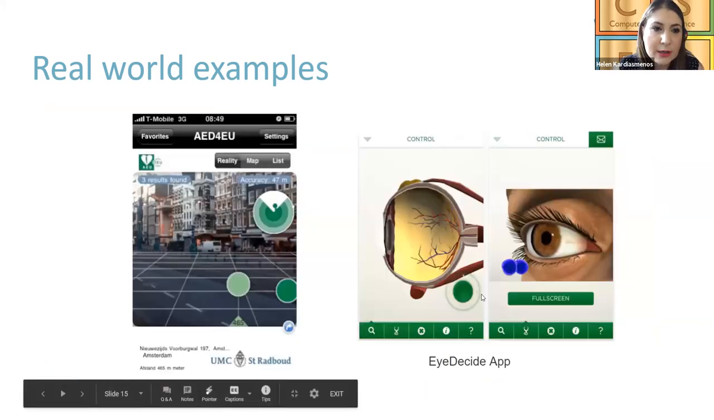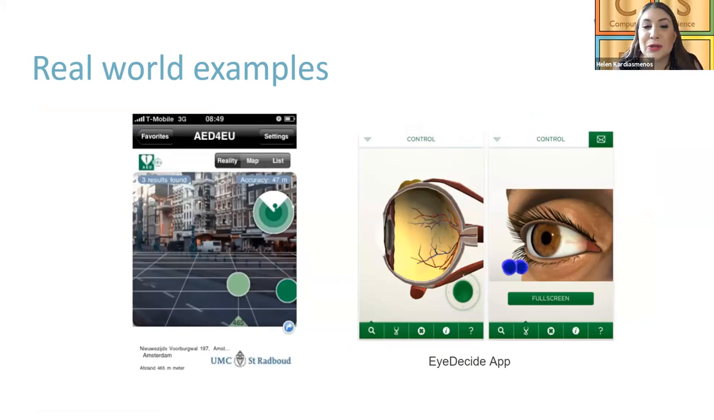The next examples I'm going to give you are more for patients or just, I guess, regular people, so non-healthcare workers. So the one on the left, AED for you, is actually an app that's based in Norway, and it uses maps and AR technology to be able to show the location of nearby defibrillators on your phone. So in a situation when you need access to one, you as a member of the public are able to know where those defibrillators are located, how far they are, the best way to access those, etc.